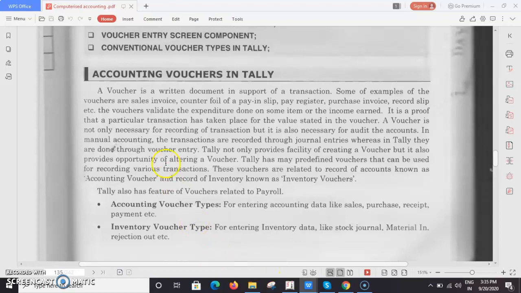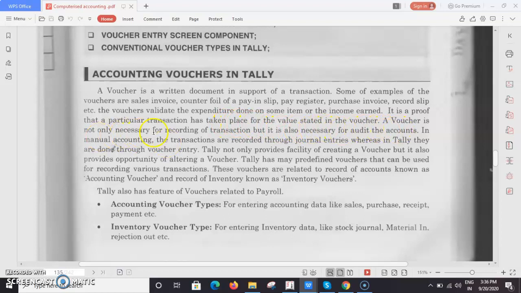So first he has given what is the meaning of voucher. A voucher is a written document in support of a transaction. Some examples of the vouchers are sales invoice, counterfoil of a pay-in slip, pay register, purchase invoice, record slip, etc. The vouchers validate the expenditure done on some item or the income earned. It is a proof that a particular transaction has taken place for the value stated in the voucher.